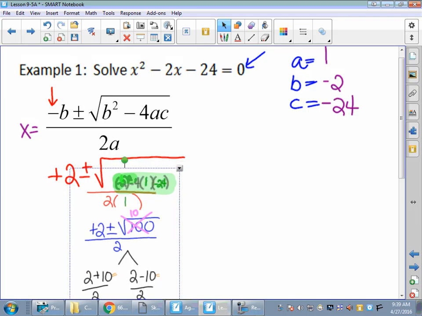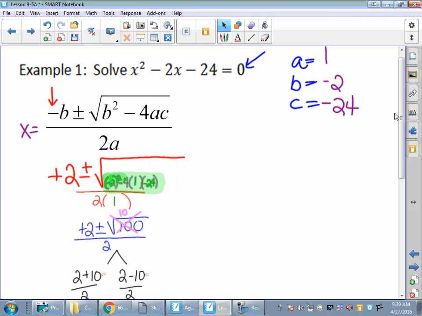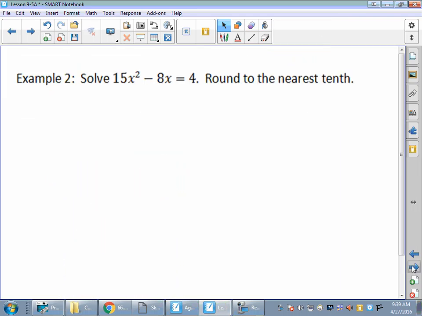All right, let's try another one. Let's try this one. Example 2. I think we'll skip. We'll just do a couple here.